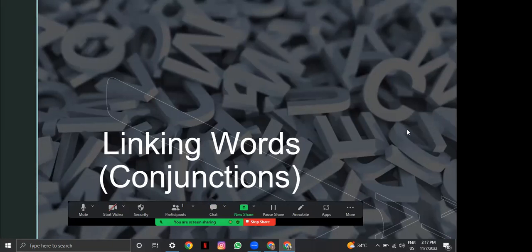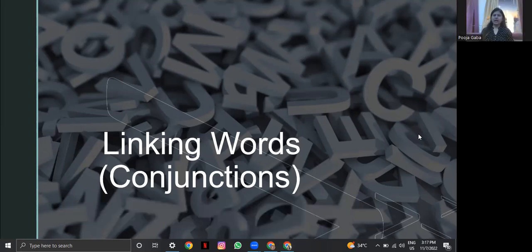Hello everyone. Today we are here to understand the next topic, and that is linking words. As you can see, linking words are also called conjunctions. So let us understand about them.